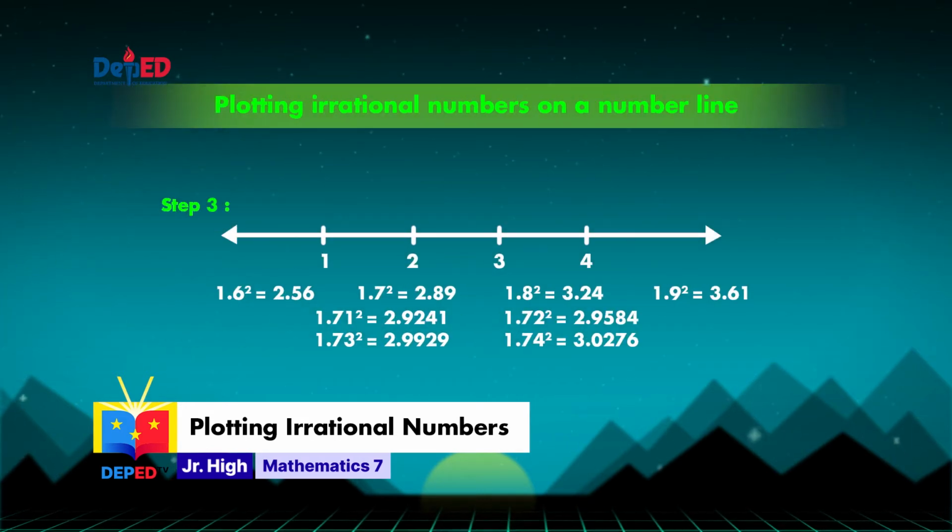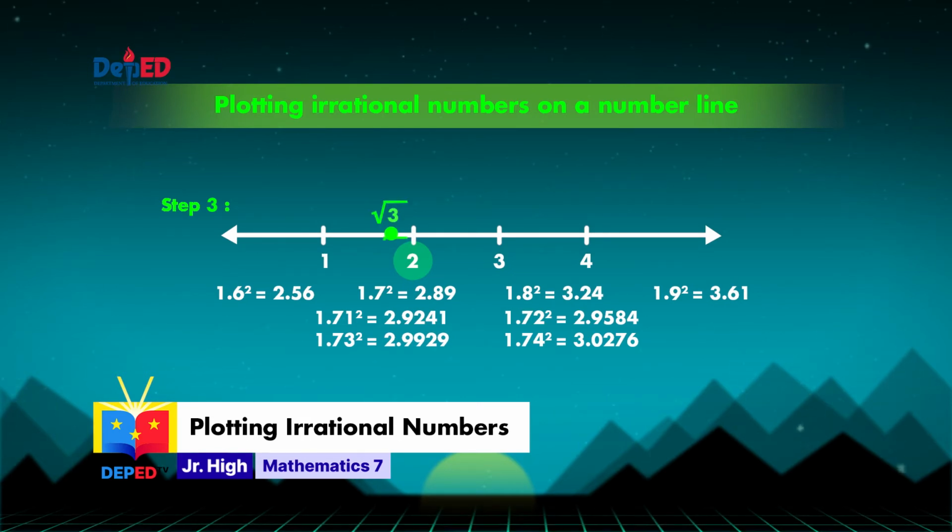Step 3. On the number line, locate the two integers, then plot the point. Let us locate 1 and 2 on the number line. The square root of 3 is between 1 and 2, and we know that it should be closer to 2. So the square root of 3 should be here.